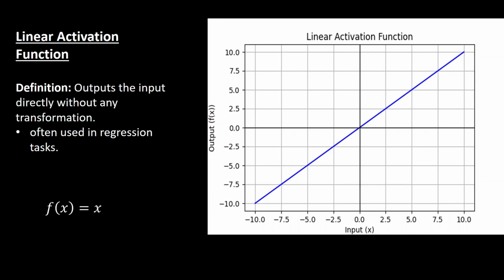Now we have the linear function. As the name suggests, it will be just linear. Whatever you put into this function, whether you put 1, 2, 3, it will output that number as it is. If your x is 2.5, you will get a y of 2.5. If your x is 5, your output will also be 5. So it is actually a linear relationship.